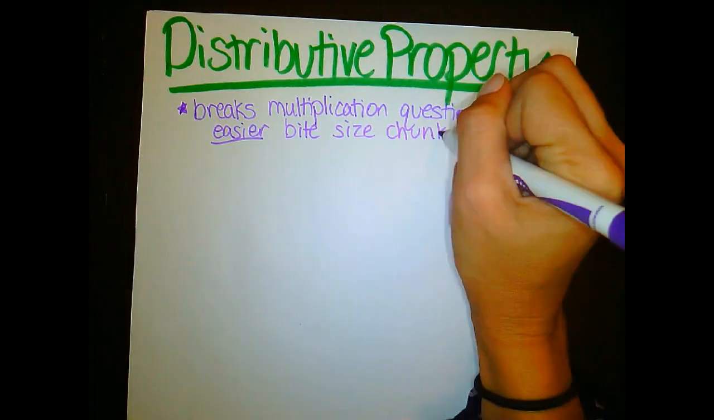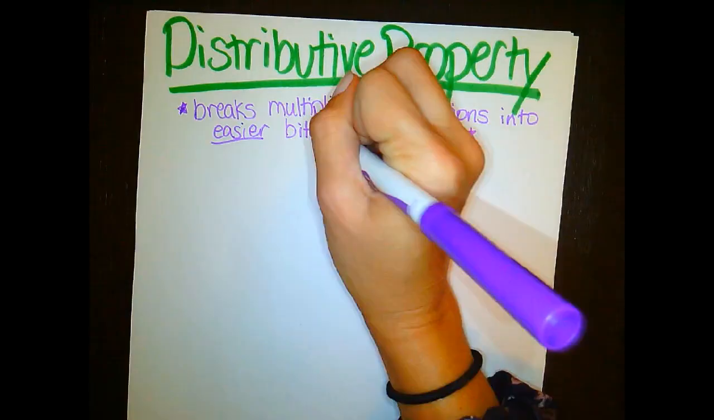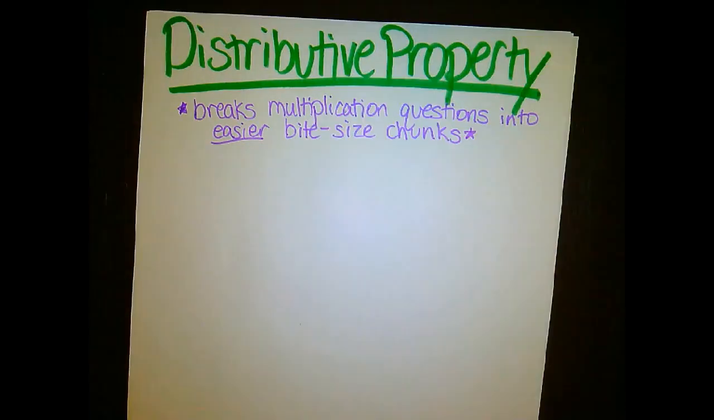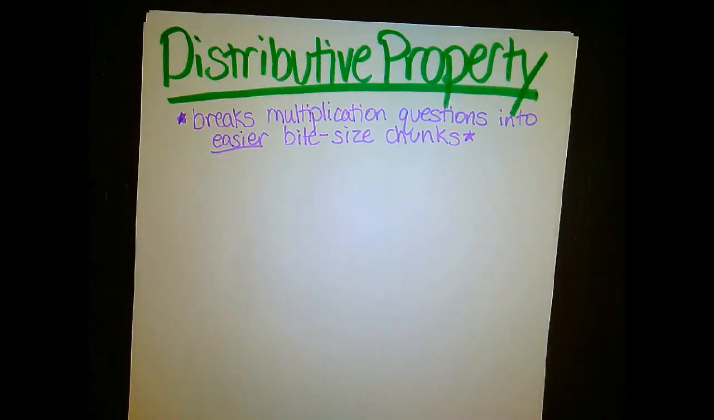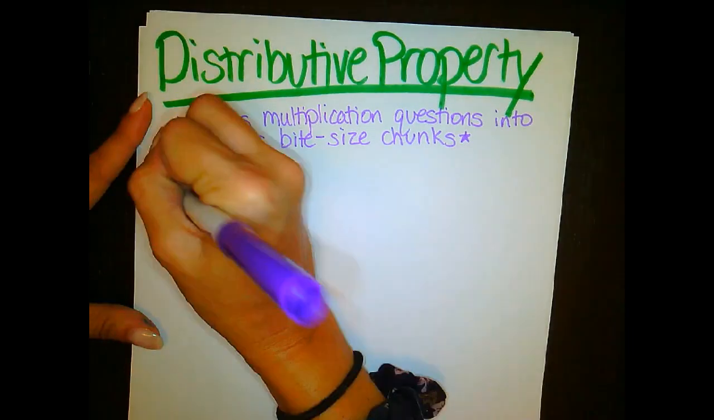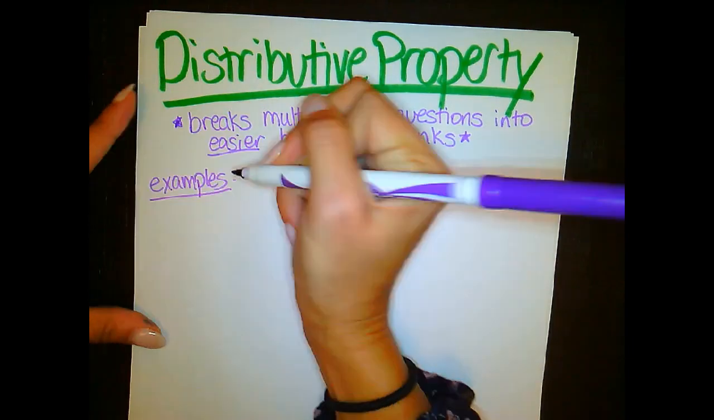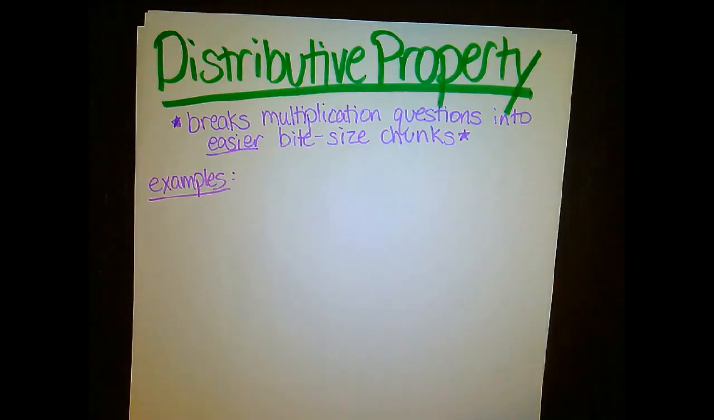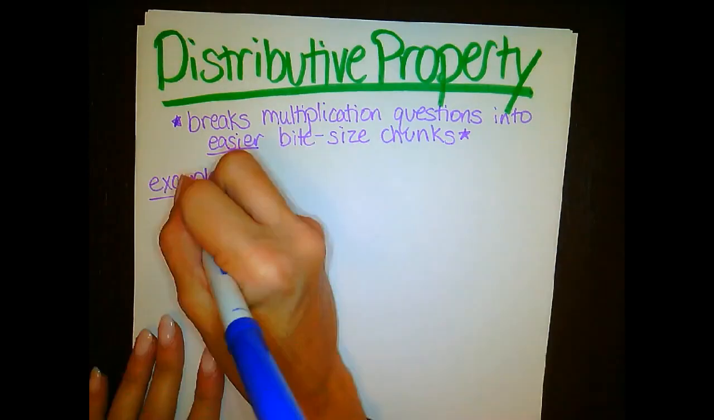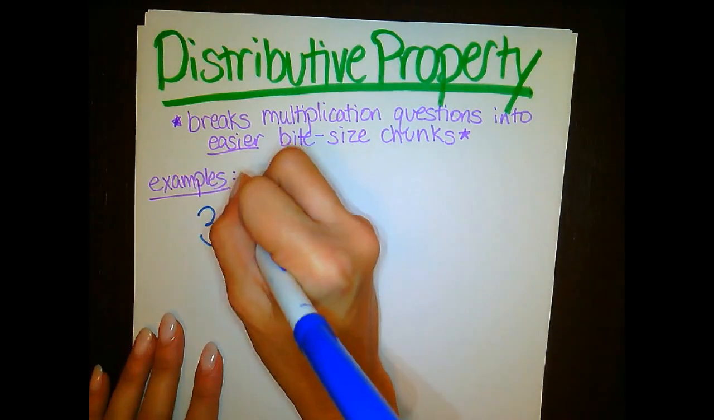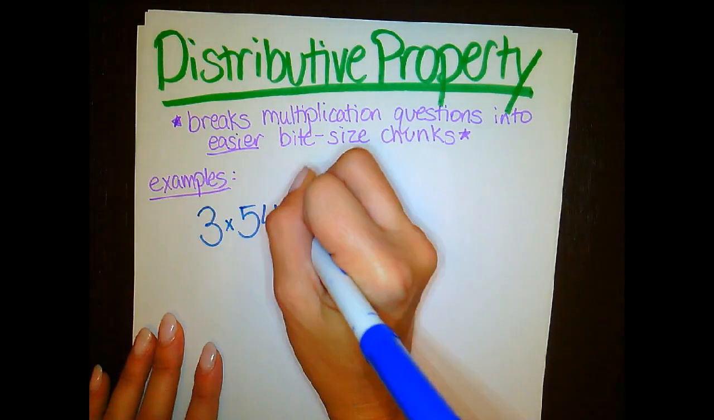But yes, the words make sense, but the examples are really what are going to make it click in our brains. So let's do a couple examples to see what this distributive property looks like. So I'm going to write examples just so I remember what this was when I'm looking back at my notes. And I am going to start with one like this. 3 times 546.